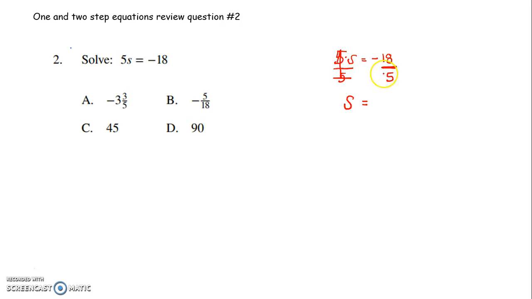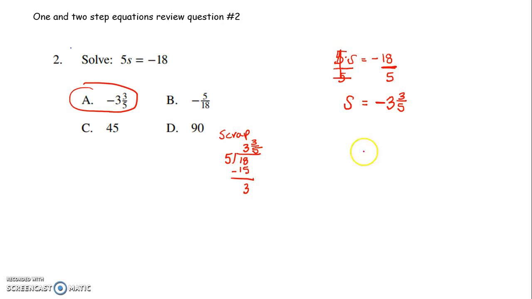Okay, well, first of all, a negative divided by a positive will be a negative. Here's a little scrap work off to the side. How many times does 5 go into 18? 5 goes into 18 3 times. 3 times 5 is 15. Subtract off, 18 minus 15 is 3, so it must be 3 3/5. So my answer would be -3 3/5. Again, you can always show a check to be sure you're correct. I'm going to put -18/5 in my equation, just so you know.